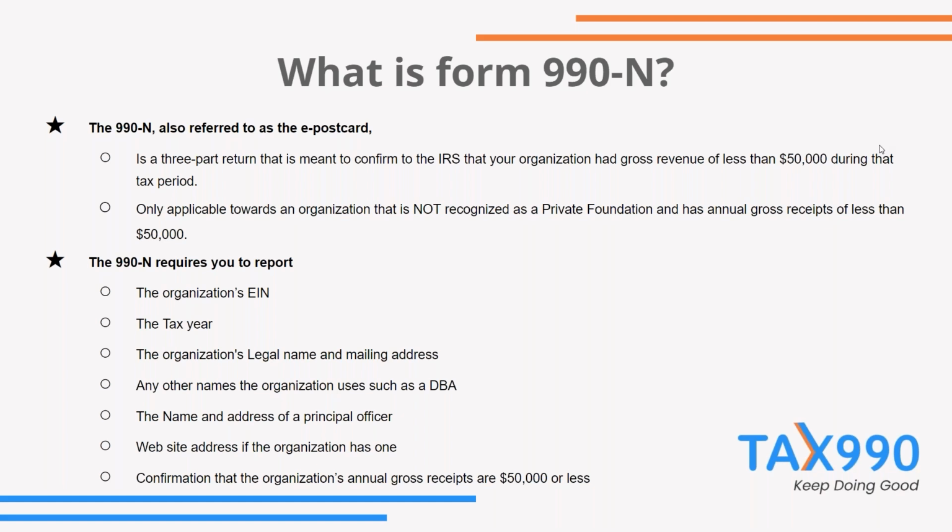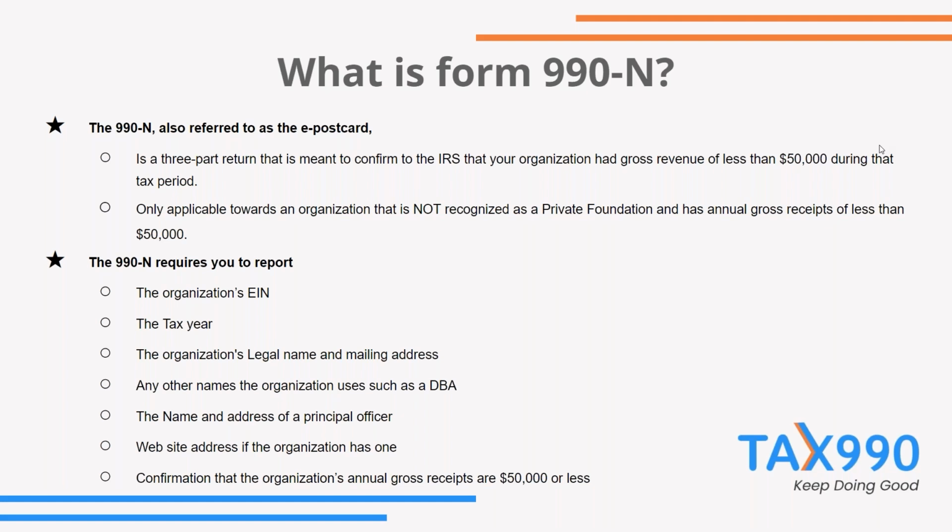The 990N requires you to report the organization's EIN, the tax year, the organization's legal name and mailing address, any other names the organization uses, such as the doing business as name, the name and address of the principal officer, the website address if the organization has one, and confirmation that the organization's annual gross receipts are $50,000 or less. The majority of the information required to complete a 990N can be found on the organization's IRS determination letter.